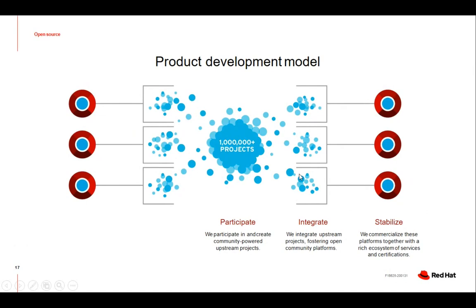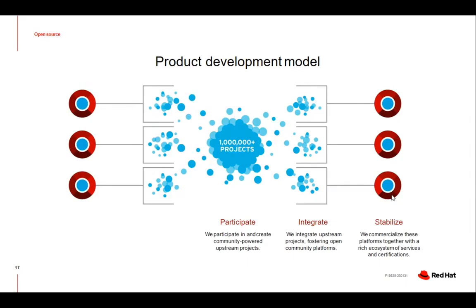And then they take these projects, and now here you see these red circles and the blue circles on your right and on your left. These upstream projects are taken by Red Hat to stabilize them. Red Hat participates in these projects, integrates them into the different available product offerings. It stabilizes them by doing a lot of testing, benchmark testing, performance testing, and providing a proper certification system across different hardware and software platforms.